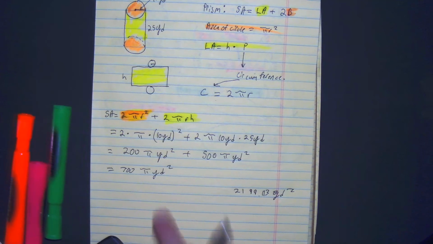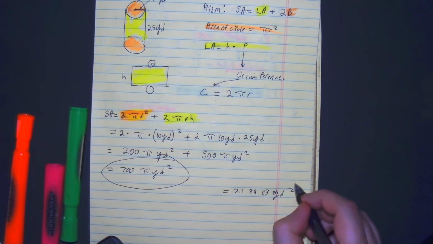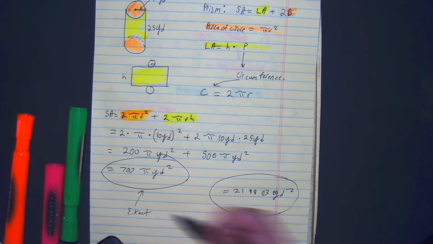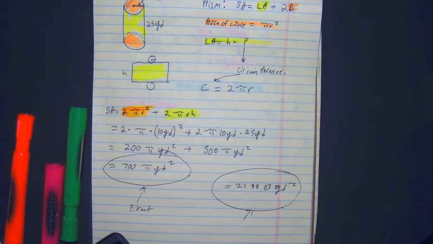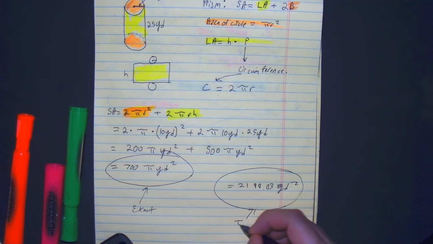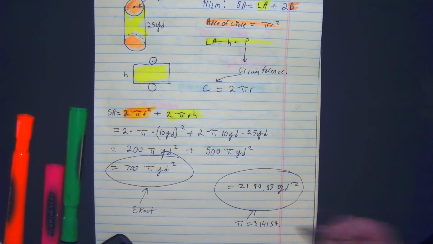So you could just keep this as your answer, or you can use this. So this is an exact answer. This right here is not an exact answer, it's an estimate, where pi is equal to 3.14159. All right, there you have it.